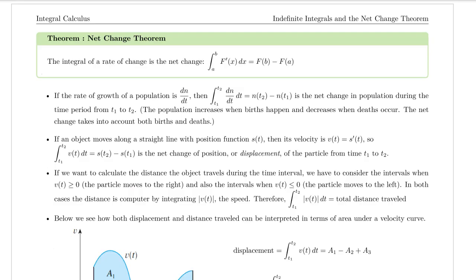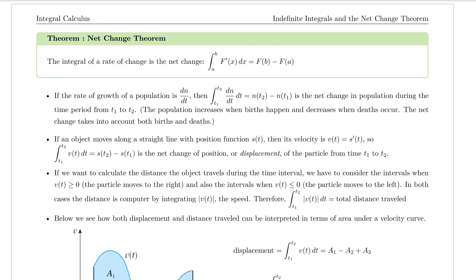This next theorem is called the net change theorem, and it says that the integral of a rate of change is the net change. In other words, the definite integral from a to b of capital F prime of x dx is equal to capital F of b minus capital F of a, where capital F prime of x is representing a rate of change. So let's look at some examples of that.